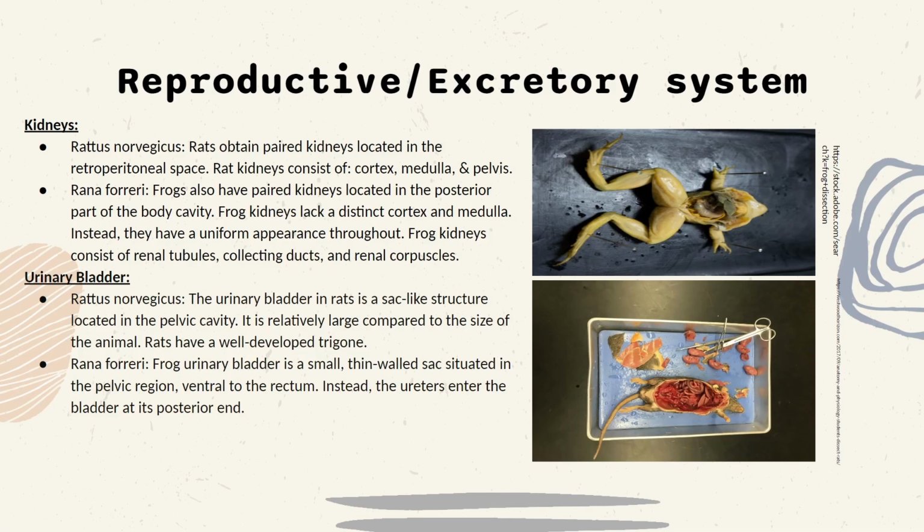For the urinary bladders, Rattus norvegicus has a sac-like structure located in the pelvic cavity. It is relatively large compared to the size of the animal. Rats have a well-developed trigone.